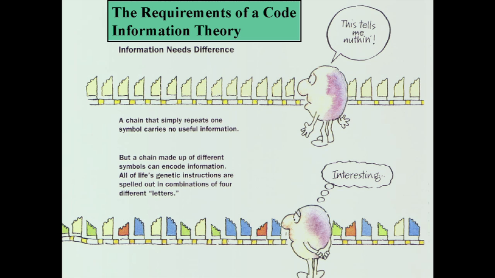So back to information theory. You need differences in symbols in order to store information. One symbol does not information make. So if we have a chain of molecules that is simply repeating itself, it really contains no information at all. Things get interesting, however, when those symbols change, even zeros and ones.